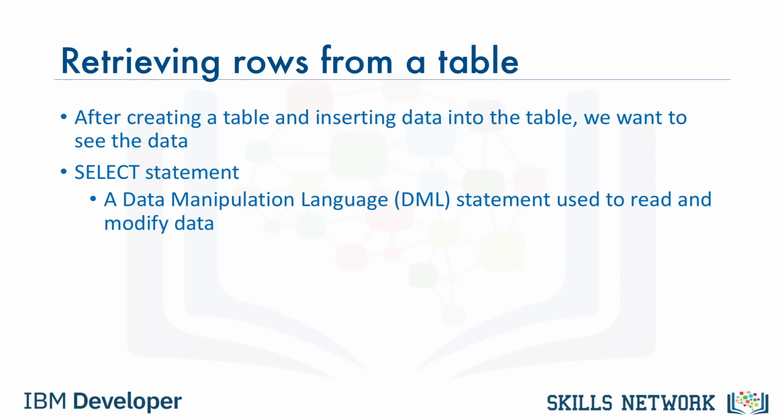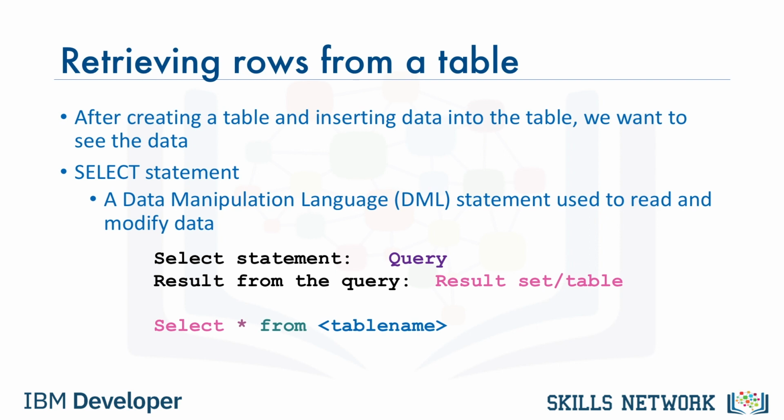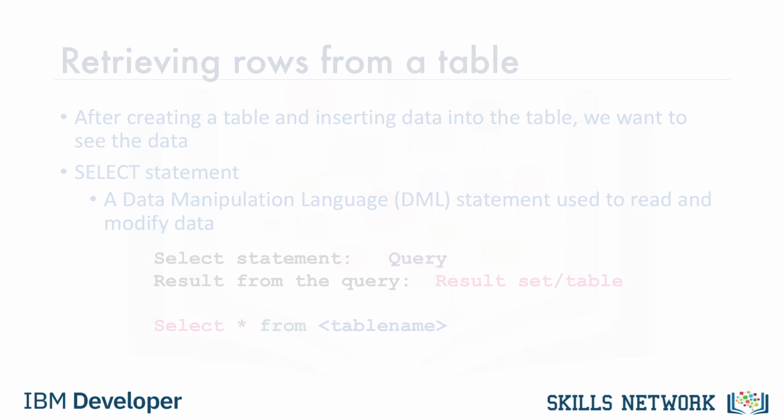Data manipulation language statements, or DML statements, are used to read and modify data. The select statement is called a query, and the output we get from executing this query is called a result set, or a result table. In its simplest form, a select statement is select star from table name.